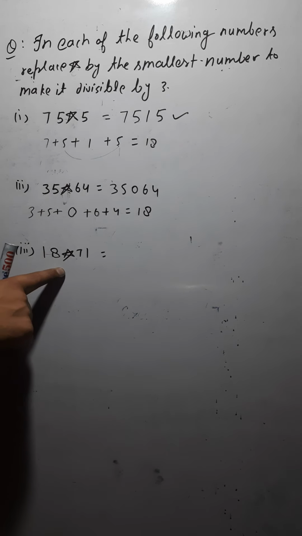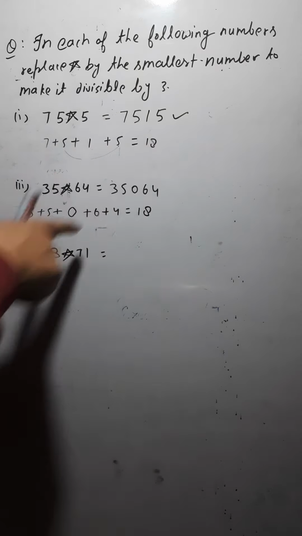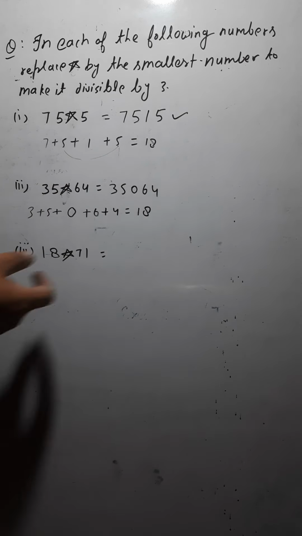So which number should be here? How would you replace this star to make it divisible by 3? That you have to do on your own, the way we have done the previous question. Just note it down. This one question you have to do on your own.